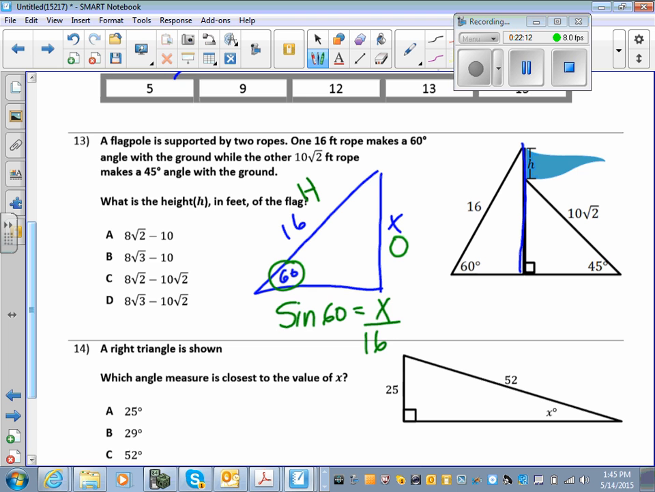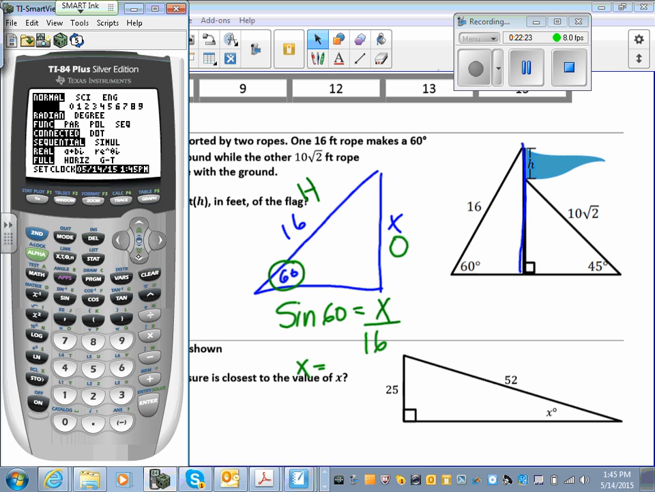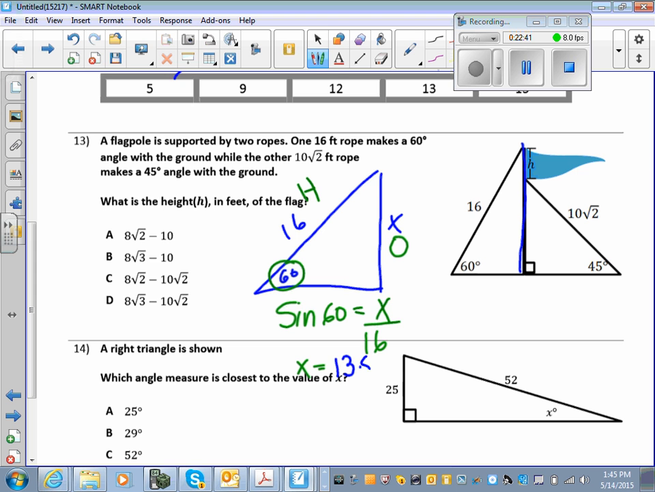When you solve for x, 16 times sine 60. Make sure you always check your mode is in degree. This one wasn't in degree mode, so I have to make sure it's in degree mode. Then I'll put 16. Always put the number first. 16 sine 60, and that will give you 13.85. So x is 13.85.